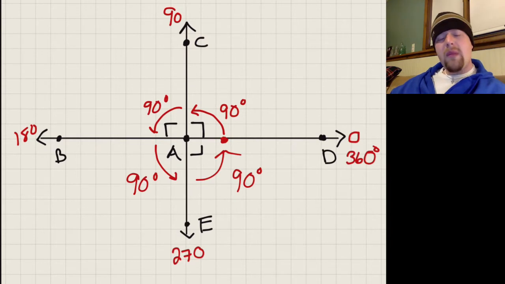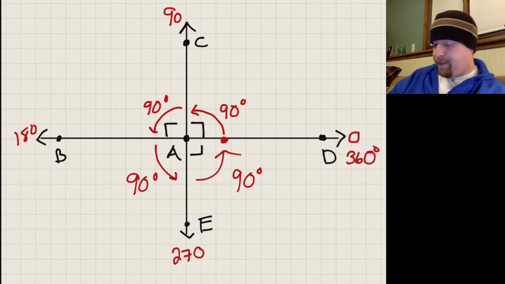Now, most of the angles we're dealing with in this particular class will be between 0 and 180 degrees. There are, however, when we're looking at angles, special types of angles. So let's take a look at 2 lines that are intersecting.